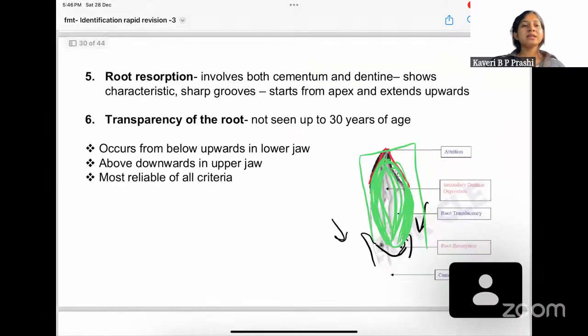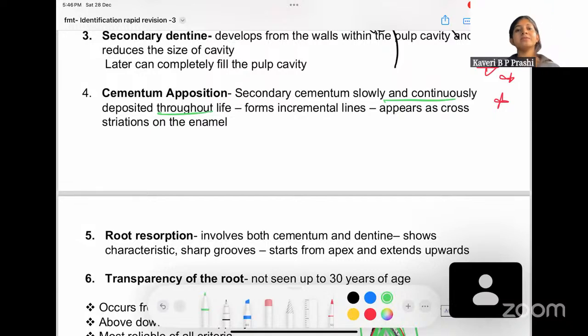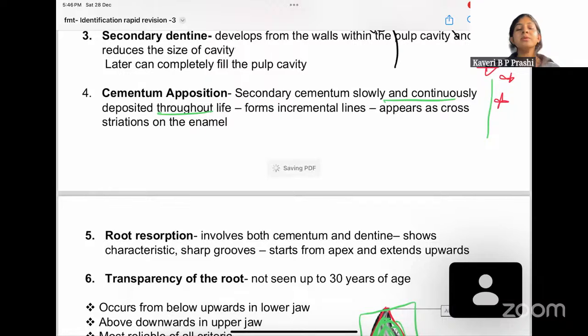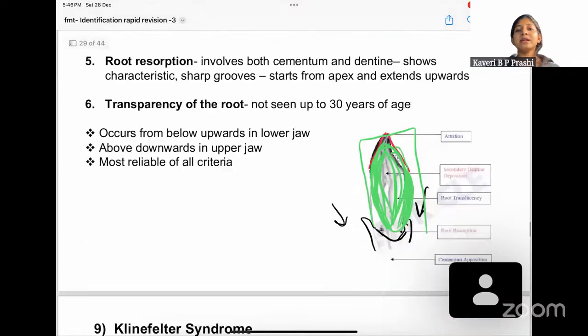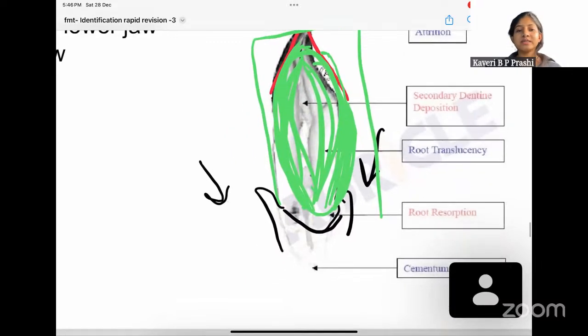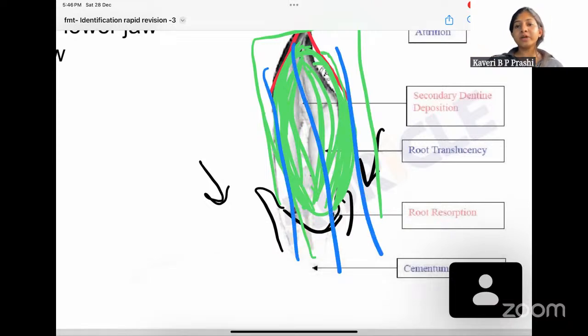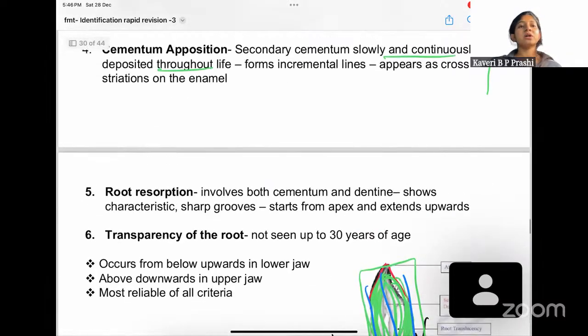So coming to the next change, we have cementum apposition. That is, secondary cementum slowly and continuously deposits throughout life and forms incremental lines. So whenever there is secondary cementum deposition, these are seen as cross striations, and I'll be marking them in blue color. These cross striations are seen in the tooth because of cementum deposition. This is the fourth change, which is called cementum apposition.